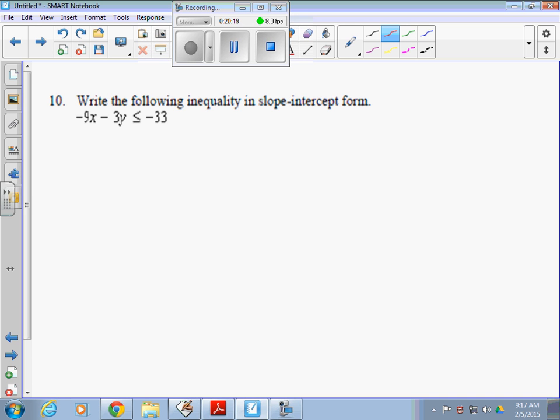Number 10 says write the following inequality in slope-intercept form. So we're just moving this, just like we did a little while ago. We're just moving it to make it say y equals mx plus b. It's not going to say equals because we're going to have ourselves an inequality sign. There'll be an inequality symbol right there. But we want to get y by itself. So we want to move this negative 9x over. It says minus 9x. You add 9x. If you add it there, you have to add it here. So what that gives you is negative 3y, positive 9x minus 33.